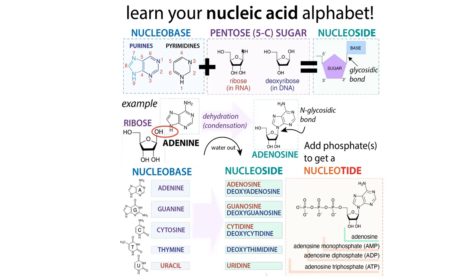The 1' position is basically where we're going to connect through what we call a glycosidic bond to our nitrogenous base. This 5' position is where we're going to connect to our phosphate groups. And this 3' position is what we're going to use to form these phosphodiester bonds to other nucleotides.